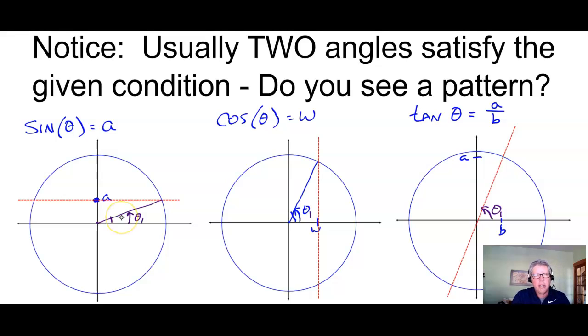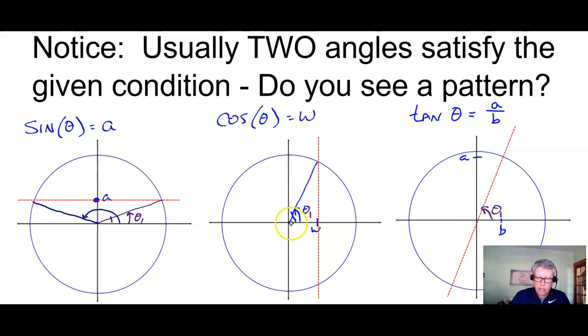But that's not the only angle that gives you that y value. The other one is over here. So we kind of have this situation. Those are the two angles that give us the same y value. And you might notice there's symmetry about the y-axis there.